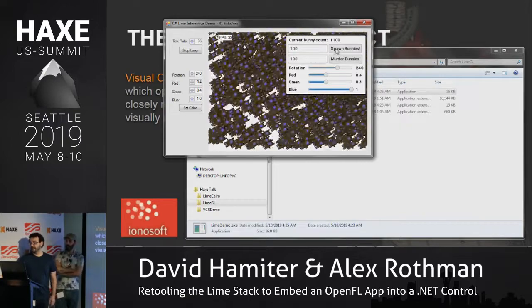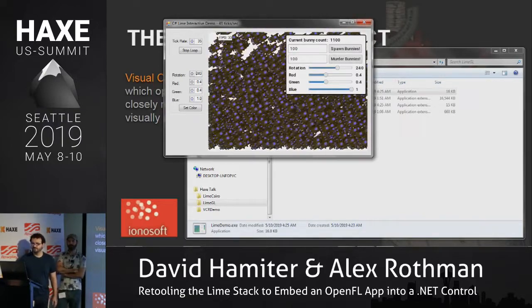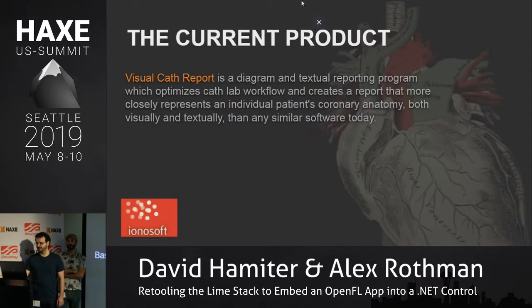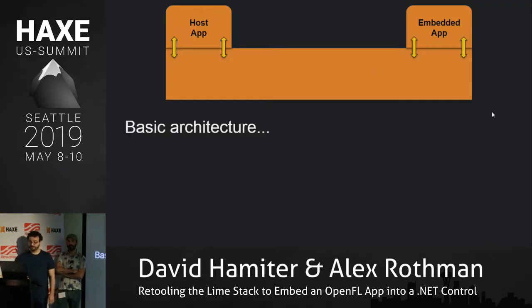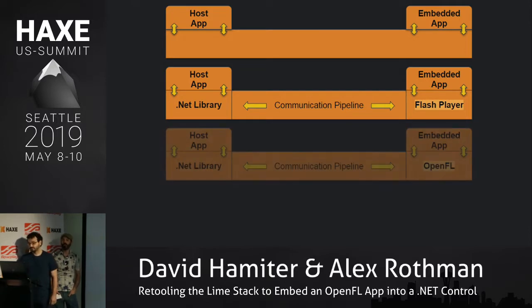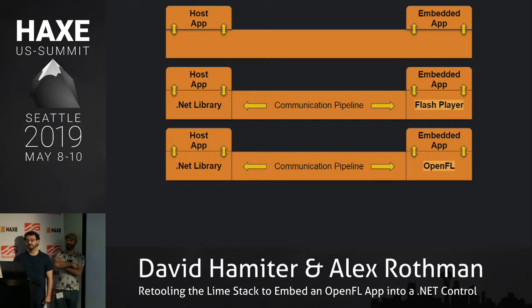So that's it in a nutshell, and we'll go into some of the rest of this stuff, tick rates and stop loop, and there'll be more context for that later. So basically, this is our architecture. We have an embedded app and we have a host app. In our current implementation, the embedded app interacts with the Flash player, the host app interacts with the .NET library, and there's a communications pipeline between them. External interface, yes, for Flash, external interface is all of our communications.